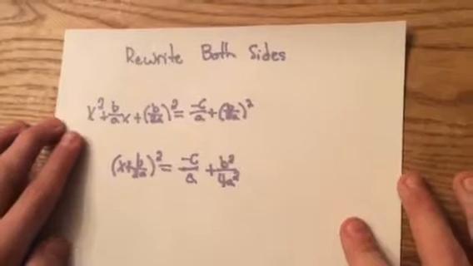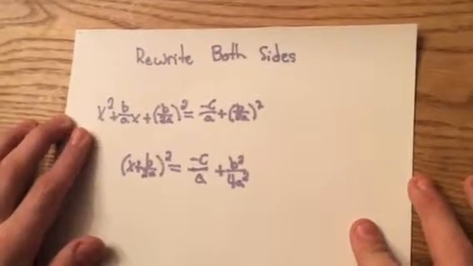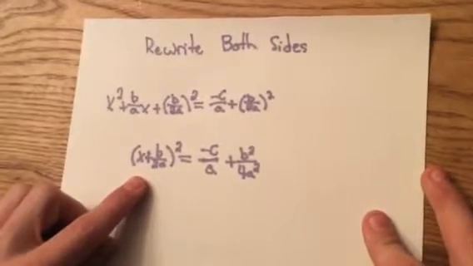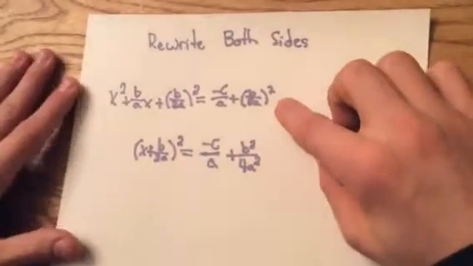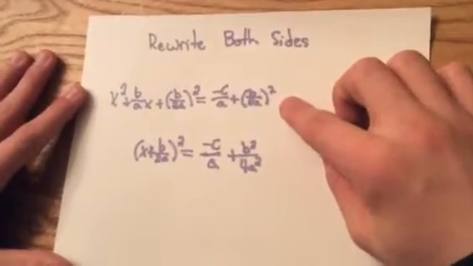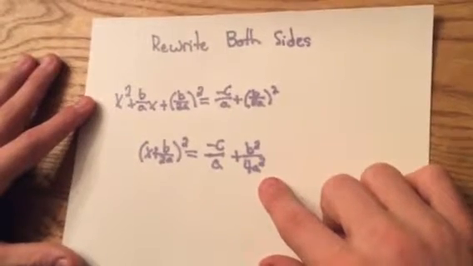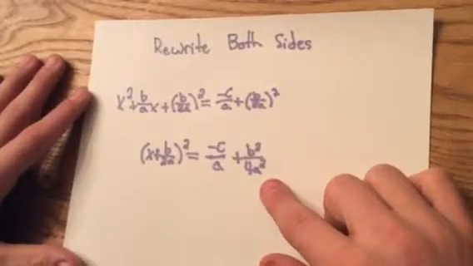Rewrite both sides. The left side can be rewritten as x plus b over 2a squared. The right side can be rewritten as negative c over a plus b squared over 4a squared.